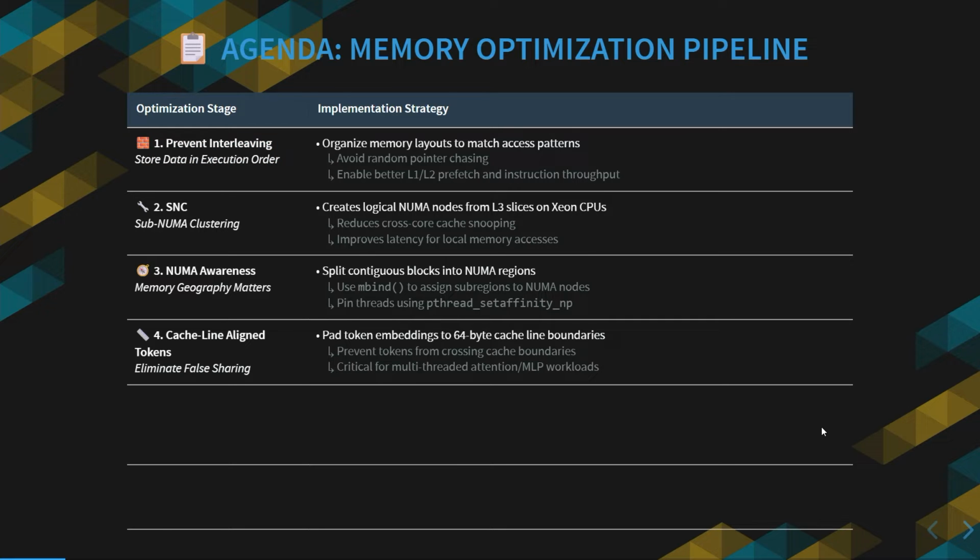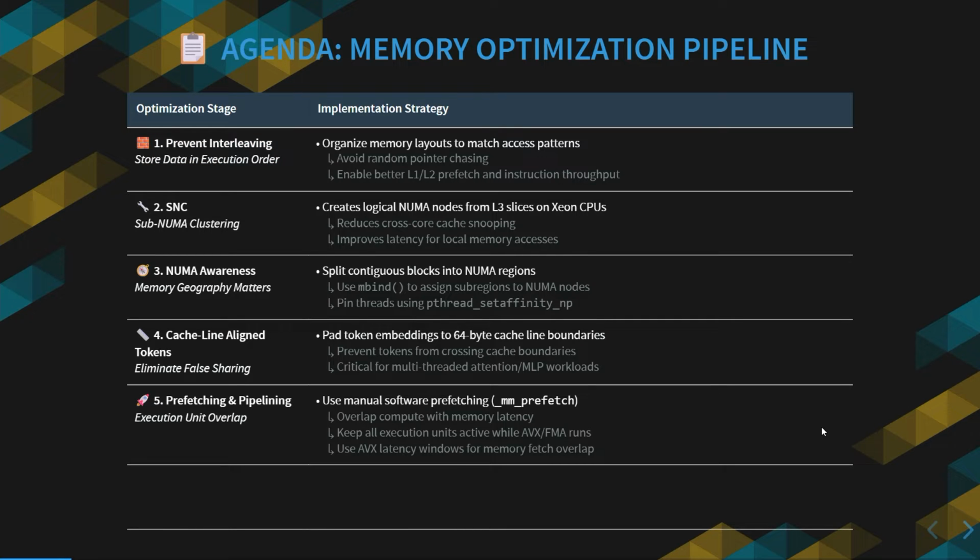And once we're scaling, we can fine tune with stage 5, which is known as the prefetching pipeline. This is where we manually tell the CPU what data we'll need next, using instructions like prefetch. The goal is to overlap our computation with memory latency so that the powerful AVX instructions and the fused multiply-add units are never sitting idle when waiting for data.